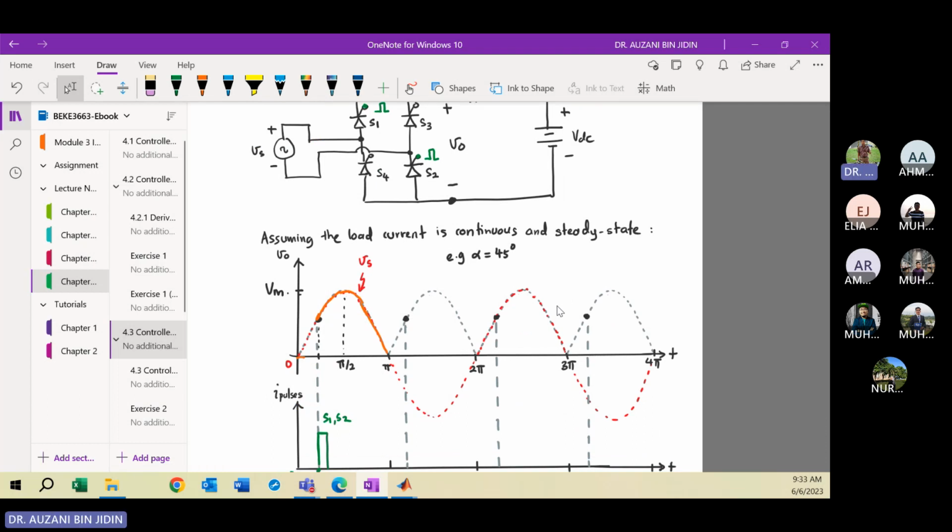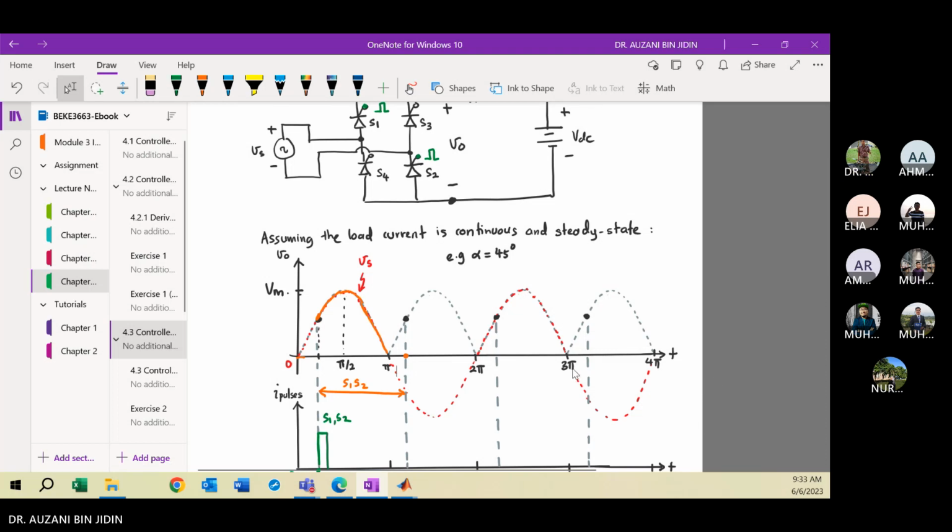VO equal to VS. In this case, maybe we can sketch from these two intervals. Actually, SCR S1 and S2 are turned on. Then you can see the conduction angle will be extended beyond pi. Because of what? Can someone give the reason why the conduction angle is extended from pi to this angle? Because of the energy storage element, the inductor.